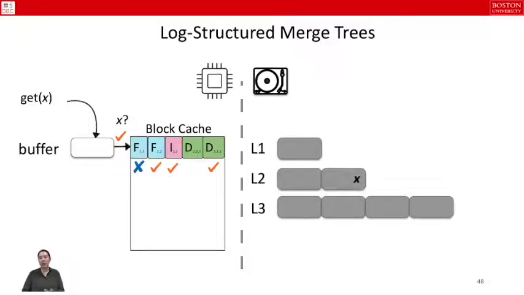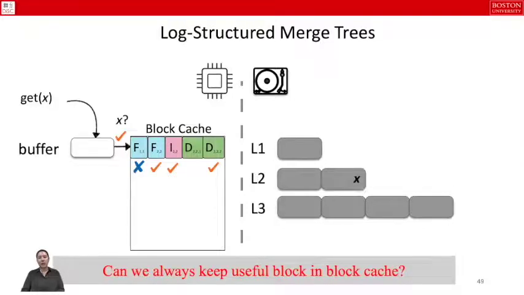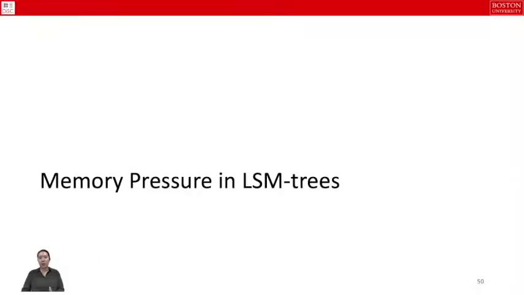As shown, the block cache stores the frequently accessed blocks, and thus can save the I/Os fetching filters, indexes, or data. However, can we always keep useful blocks in the block cache? Let's look at the memory pressure in LSM-Trees.